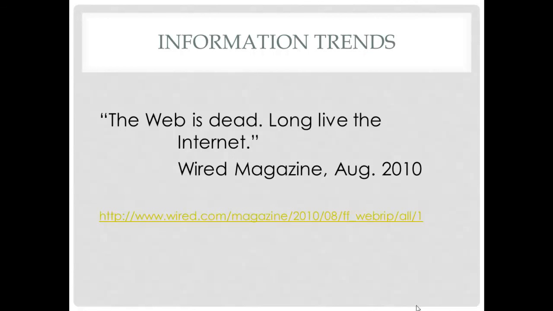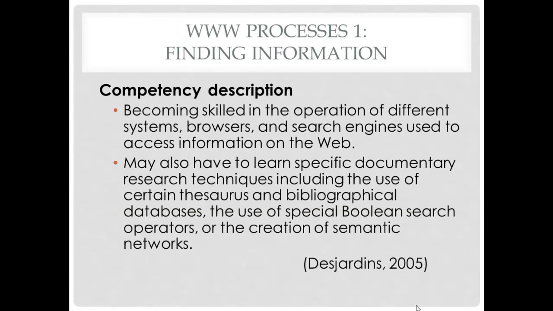The following slides describe each of these processes. World Wide Web processes 1, finding information. A competency description can be viewed as becoming skilled in the operation of different systems, browsers, and search engines used to access information on the web, and having to learn specific documentary research techniques, including the use of certain thesaurus and bibliographical databases, the use of special Boolean search operators, or the creation of semantic networks. And that's taken from Desjardins 2005.